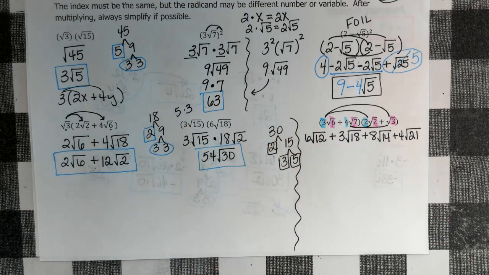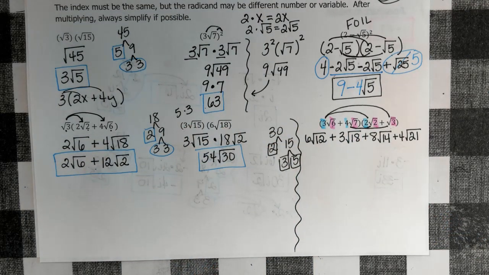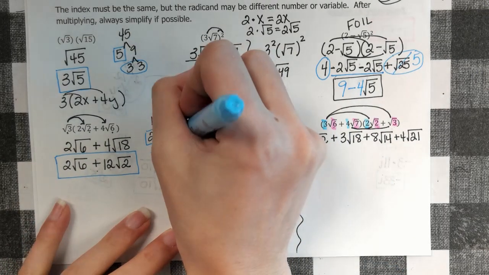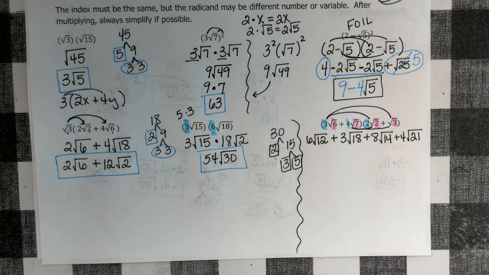So if you are visual, that can help you. And you could do that the whole time if you needed to. If you needed to do 3 and 6, and then you multiply that, and then do your radical. Just a tip if you're struggling with what I'm doing.